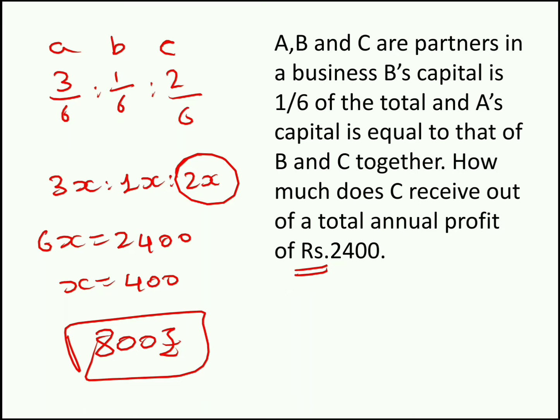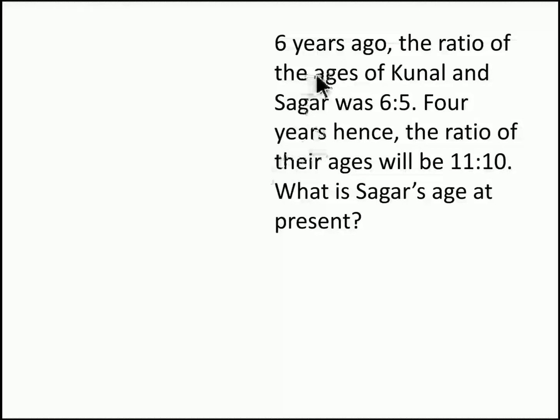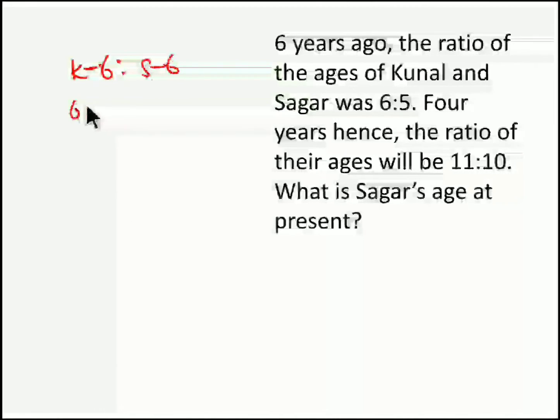Moving to our 8th question. 6 years ago, the ratio of the ages of Kunal and Sagar was 6:5. 4 years hence, the ratio of their ages will be 11:10. What is Sagar's age at present? So we have 2 persons, Kunal and Sagar. So Kunal and Sagar's ages before 6 years were in the ratio, so minus 6, right? So before 6 years they were in ratio 6:5. So this is not the present age ratio. This is before 6 years. 4 years hence.